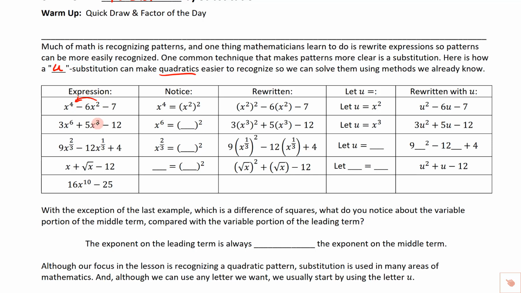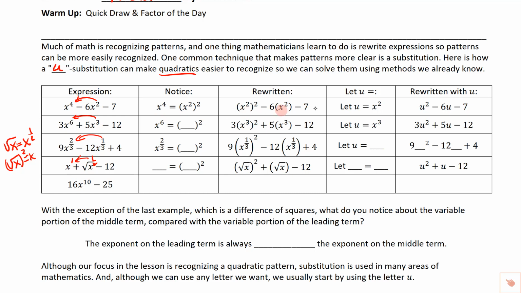This exponent is a 3. If I double it, I get a 6. This exponent is a 1/3. If I double 1/3, I do get 2/3. This one's a little more unique. This one is x square root of x. But remember, the square root of x is exactly the same as x to the 1/2. If I take the square root of x and square it, I end up with an x. So if this is x to the 1/2, this is x to the 1, so those do match up. It matches the pattern we're talking about.